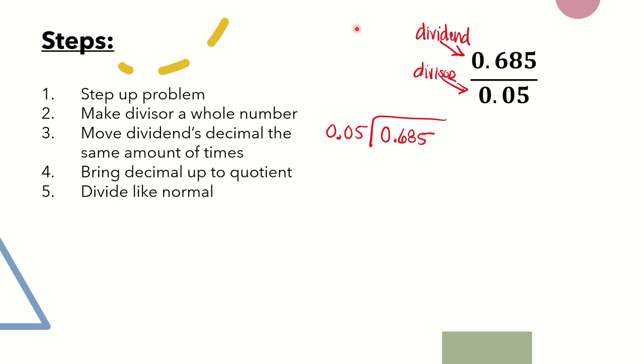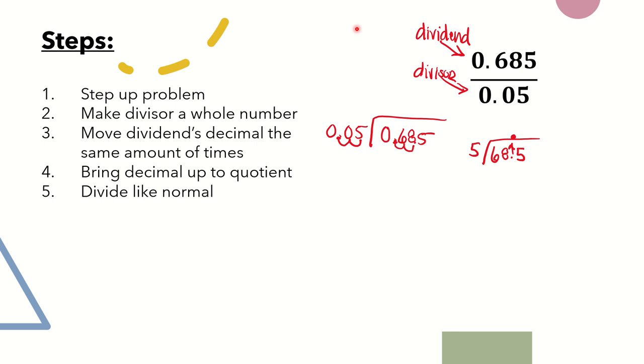So I do this by moving it over 2 times. 1, 2. When I move it over 2 times on my divisor, I also have to move it over 2 times on my dividend. 1, 2. So now to make it pretty, I'm going to rewrite it to make sure I make sense with my numbers. So now my new number is 5, and then my new number is 68.5. Just like we did on the other ones, we bring up my decimal and we start dividing just like regular.